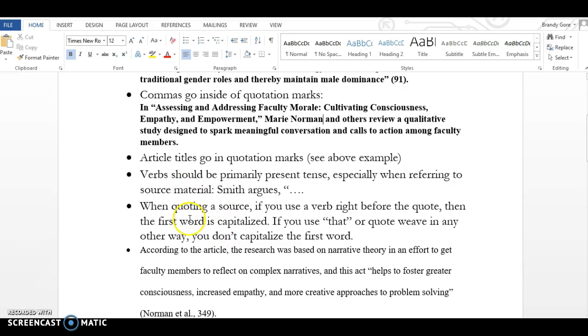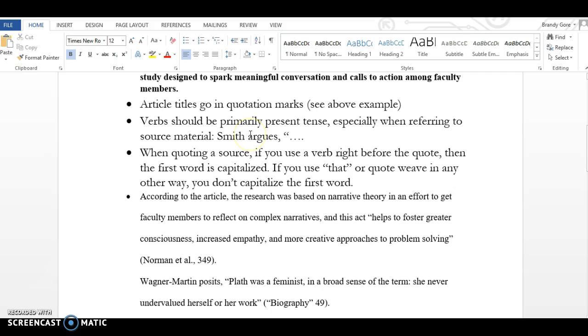Okay. Moving on. Verbs in your paper should be primarily present tense, especially when referring to source material. So anytime you reference an author or an article, it's present tense. And also, if you'll look on page 377 in A Writer's Reference, it has signal phrases that you should be using for this. As a matter of fact, I know that you've been quizzing on MLA, and you've had several quizzes throughout the semester. Go back and review some of that stuff. It will help you in writing your paper.